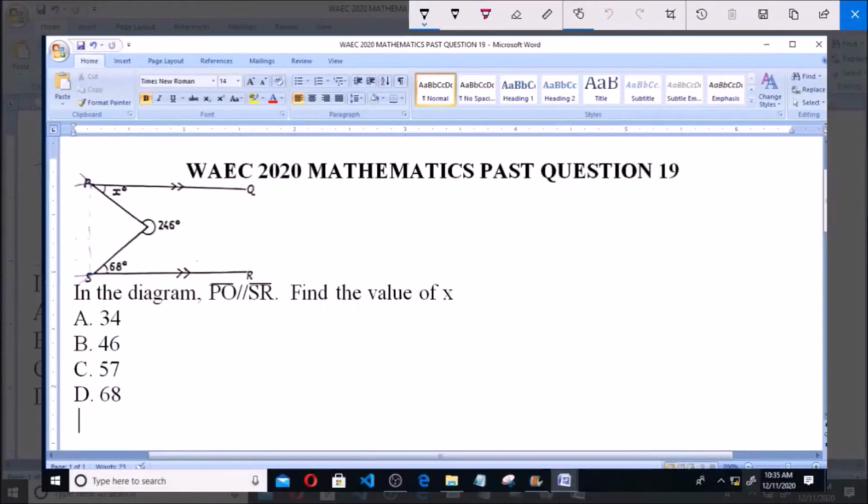I will be answering WAEC 2020 Mathematics Past Question 19. In the diagram, line PQ and SR are parallel. Find the value of x. Now, we have to find the value of x in this diagram.